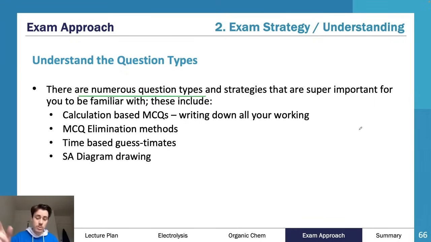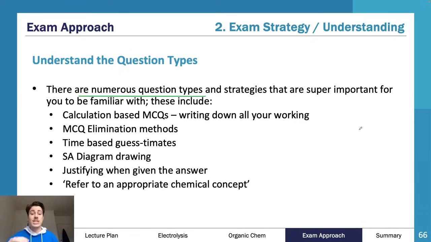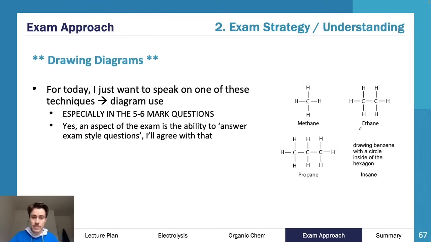Short answer diagram drawing, we'll talk about this. Justifying when given the answer. So if you're given the answer, justify. It's always about justification. Go back to your chemical concepts. Refer to an appropriate chemical concept. Again, this is the exact same thing. If you need to refer to an appropriate chemical concept, refer to it. According to Le Chatelier's principle is something that's really commonly used. Utilizing Faraday's laws, things like that. So referring back to the big chemical concepts that you learnt.